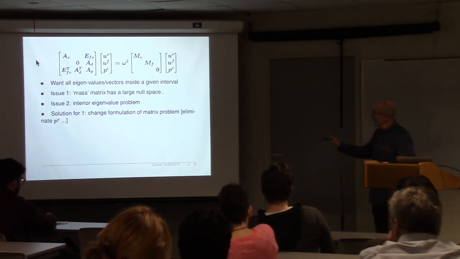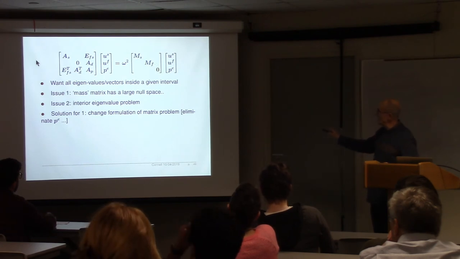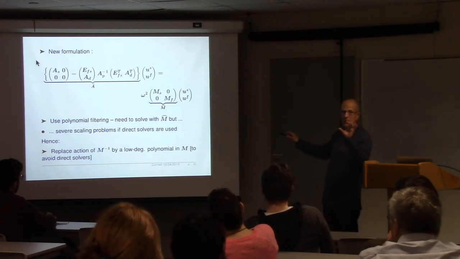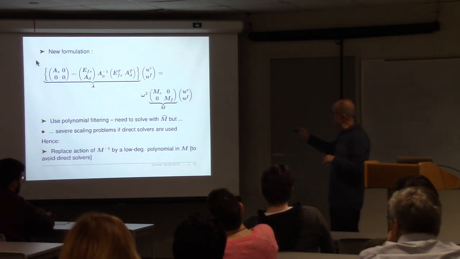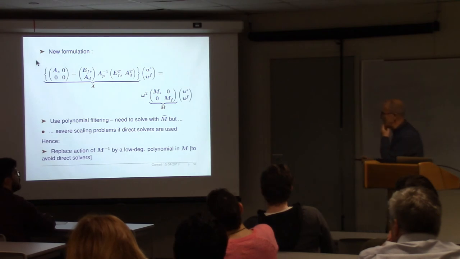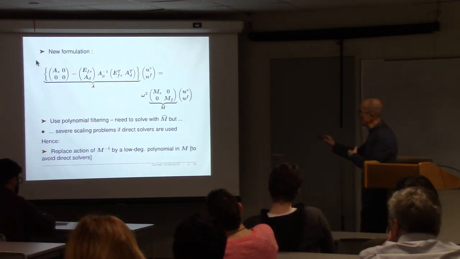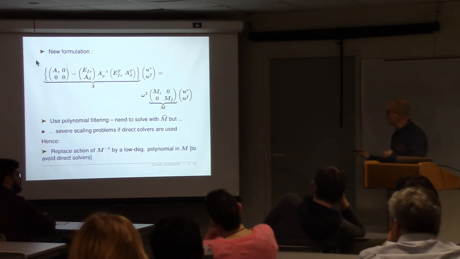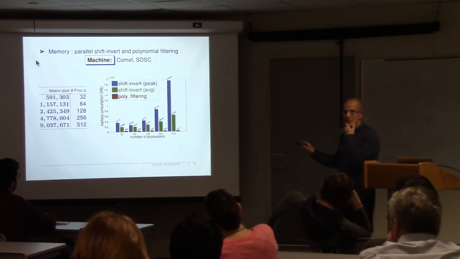The first thing is we didn't want this big problem, so we changed it by essentially getting rid of the large last block, and then you have a problem like this with a different matrix here. That was the way we solved it. Then the matrix of the product would be this, and this is the mass matrix.